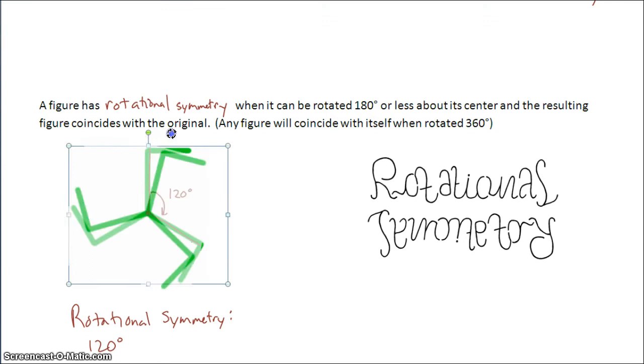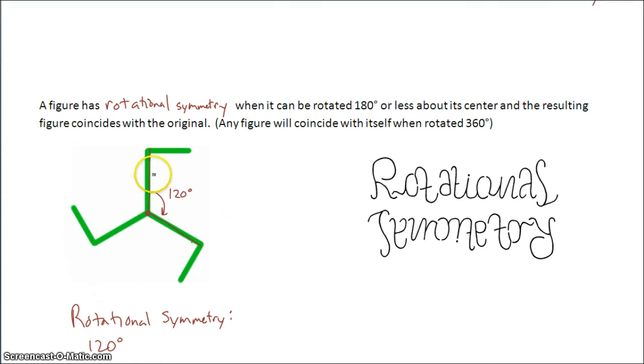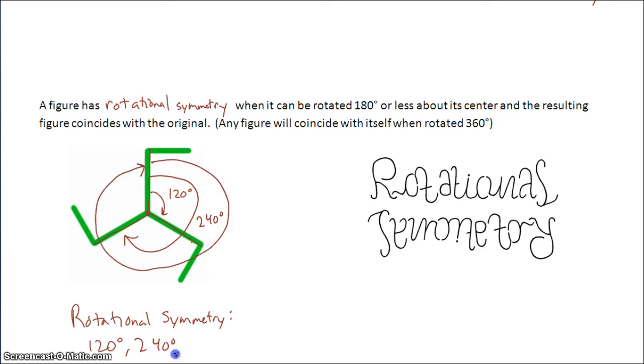I can also take this object and rotate it 120 plus another 120 to line back up with itself, which means that this object also has 240 degree rotational symmetry, and I can rotate this object all the way back to the beginning for 360 degree rotational symmetry. So rotational symmetry is identified by angles. Notice that I can rotate this object 3 times. 360 degrees divided by 3 is 120 degrees. So this object has rotational symmetry every 120 degrees.